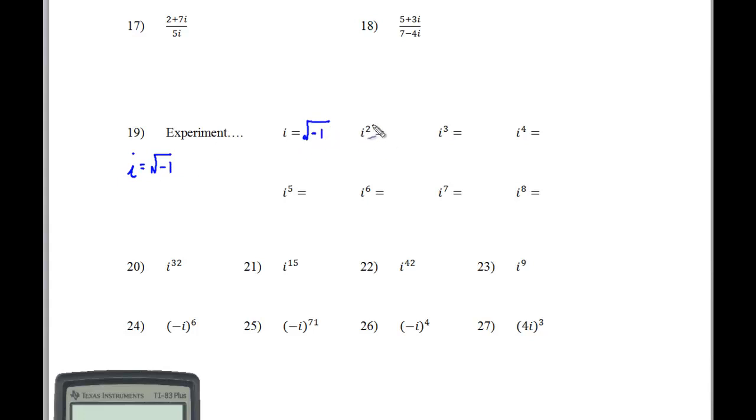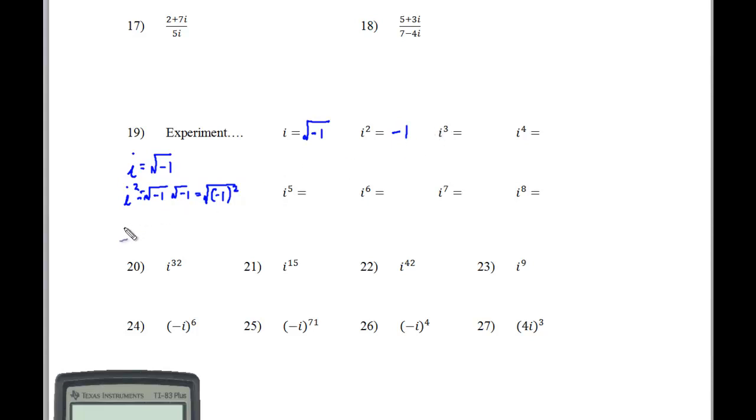Now, if we have i squared, this means that i squared is the square root of -1 times the square root of -1. And any number times itself under the radical just makes -1. If I wanted to compute this, this would be -1 squared underneath the square root, and the square root of that squared is itself.